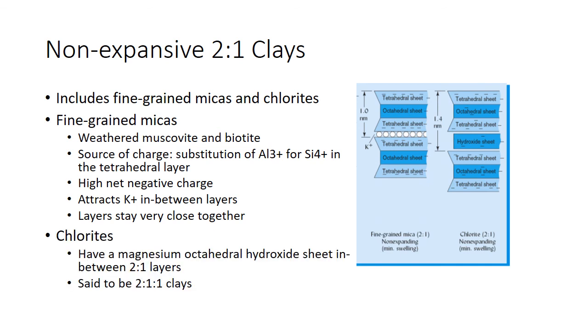For chlorites, instead of having potassium in the center, we have a layer of iron oxides or aluminum oxides or some other sort of oxide. And we think of that as a third type of layer. And so chlorites you'll sometimes hear referred to as a 2-to-1-to-1 clay. So 2 layers of tetrahedral sheets, 1 layer of octahedral sheet, and a third type of layer, this hydroxide sheet. And what prevents these from expanding is the presence of that hydroxide sheet. So these are both non-expansive 2-to-1 clays, and chlorites we can think of as a 2-to-1-to-1 clay.